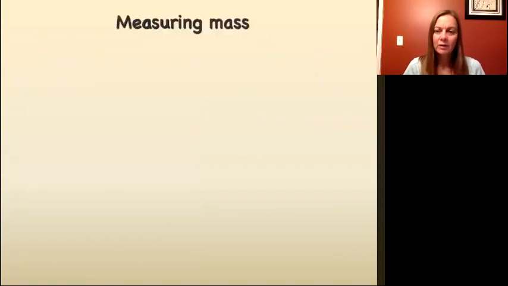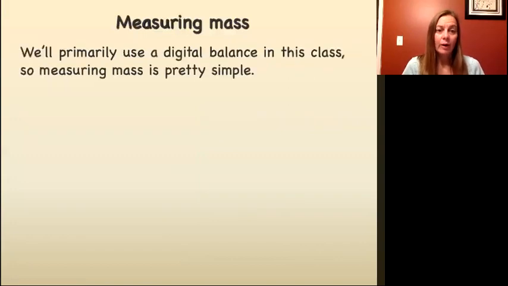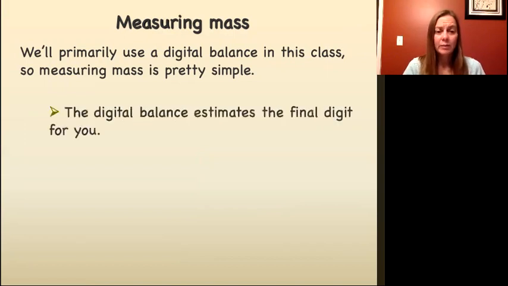Okay, so we've talked about volume. Let's talk about measuring mass. So we'll usually use a digital balance in this class. We will occasionally use the triple beam balances, but measuring mass is pretty simple. The digital balance estimates the final digit for you. I know that it's going to give you a readout, and you're going to think that all of those digits are certain, but I promise you that that final digit is an estimated number.